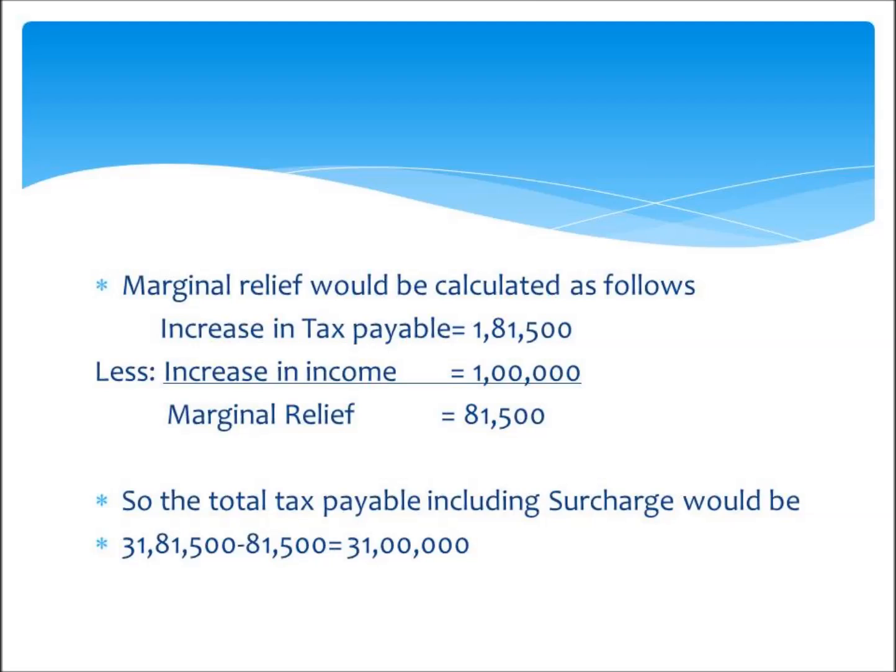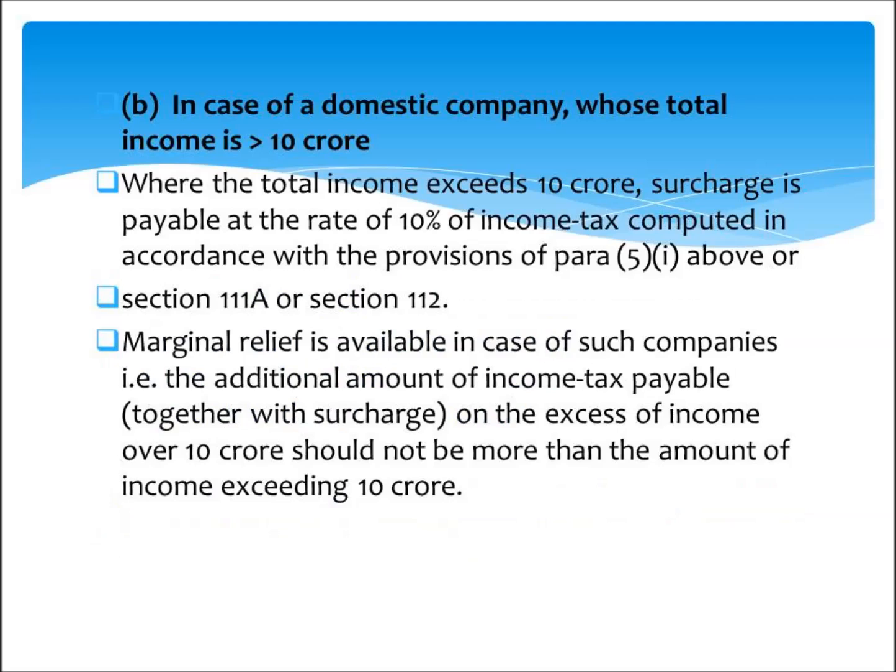So the total tax payable including surcharge would be 31,81,500 minus the marginal relief, that is 81,500, which equals 31 lakhs. So if my income is 1 crore 1 lakh, I will not be liable to pay the tax of 31 lakh 81,500. Rather, I would be only liable to pay 31 lakhs including surcharge. So this is all about the concept of marginal relief.